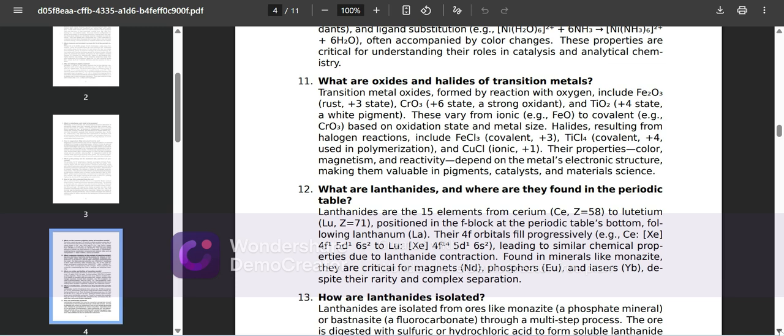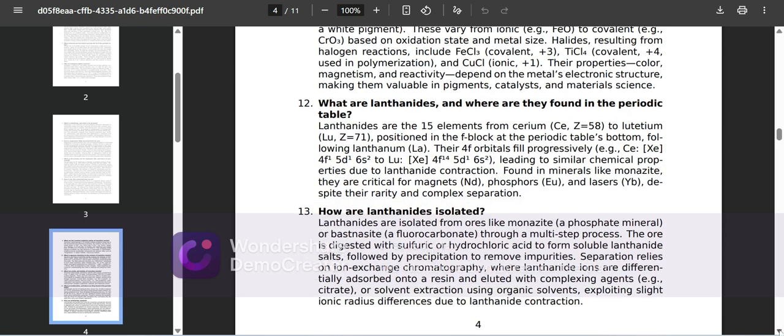a white pigment. These vary from ionic to covalent, example CrO3, based on oxidation state and metal size. Halides resulting from halogen reactions include FeCl3, covalent, +3; TiCl4, covalent, +4, used in polymerization; and CuCl, ionic, +1. Their properties, color, magnetism and reactivity, depend on the metal's electronic structure, making them valuable in pigments, catalysis and material science.